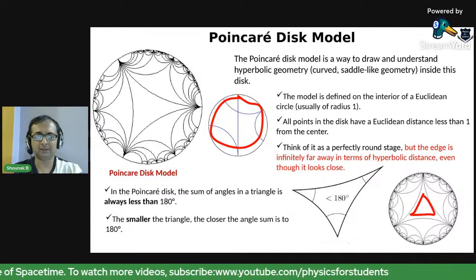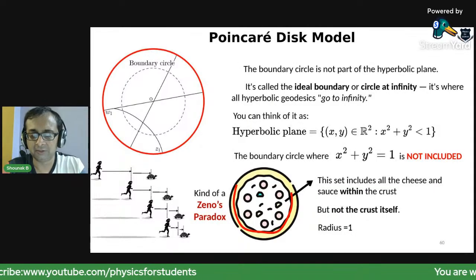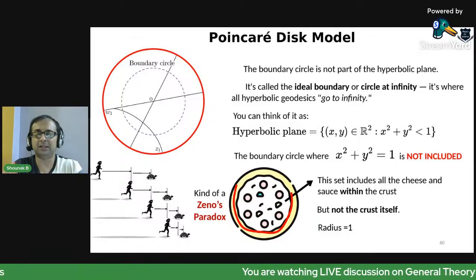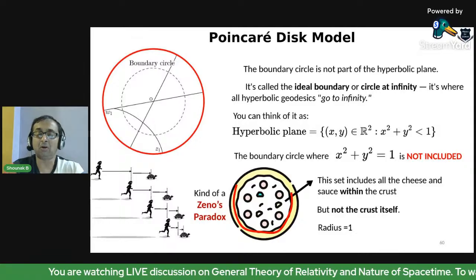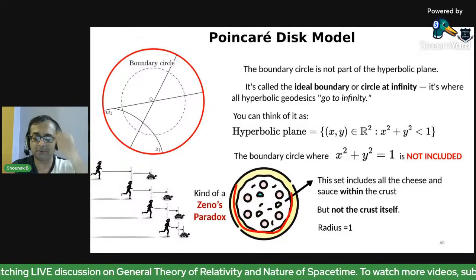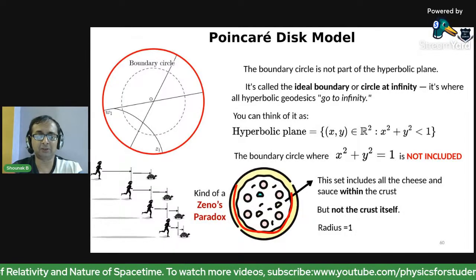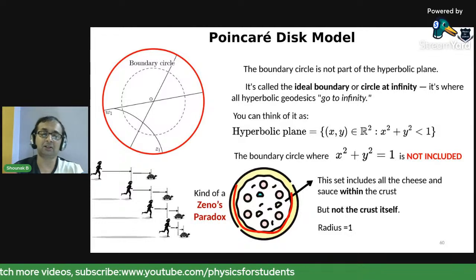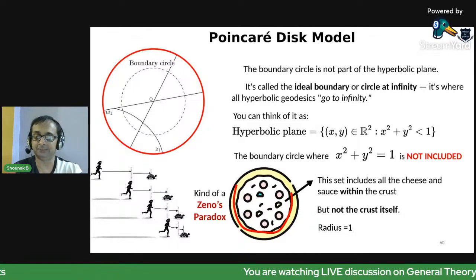Let me show you another picture. It will be important. I'm coming to your question, Vikramjit. So here you can see, it is something like, I would say, if you wrap up a pizza, this set will include all the cheese and sauce within the crust, but not the crust itself. So it is a kind of Zeno's paradox, right? Achilles is moving, the tortoise is further moving. So if you go near to the edge, you will never reach it. It will go further and further away.